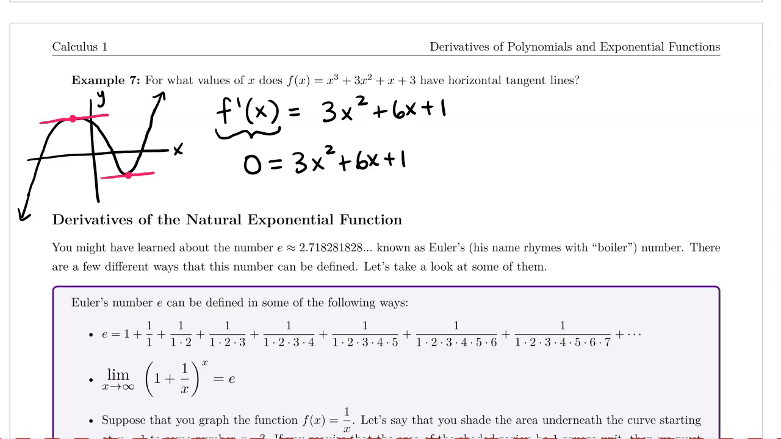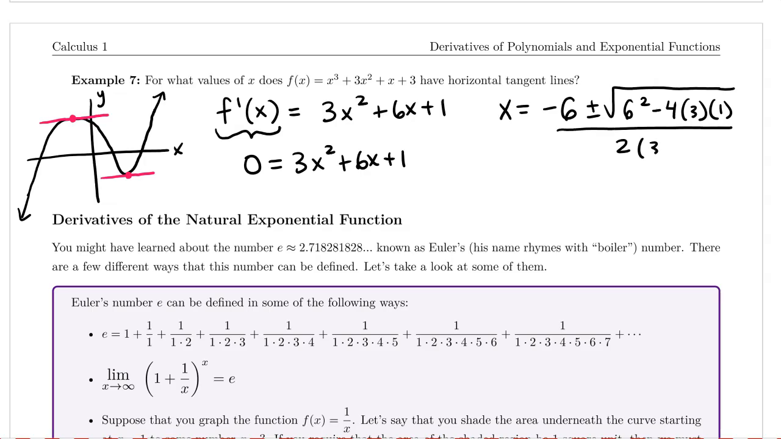This is a quadratic equation. I would try to factor it. I don't think it's nicely factorable, so now I am going to use the quadratic formula. I have negative 6 plus or minus the square root of b squared minus 4 times the a value times the c value, all over 2 times the a value. So we have negative 6 plus or minus the square root of 6 squared is 36 minus 12 should be 24 over 6. Now I can rewrite this as negative 6 plus or minus.